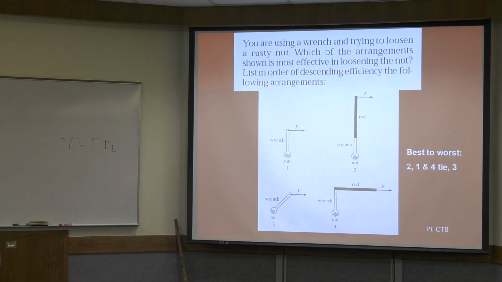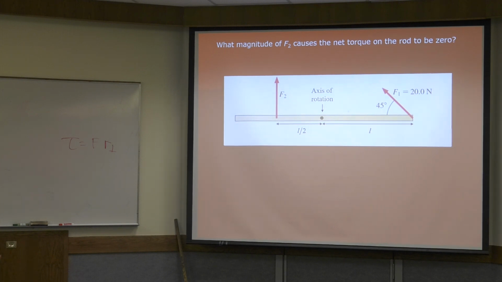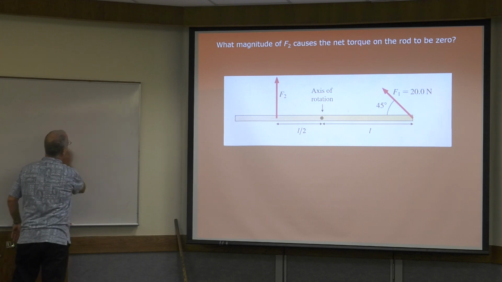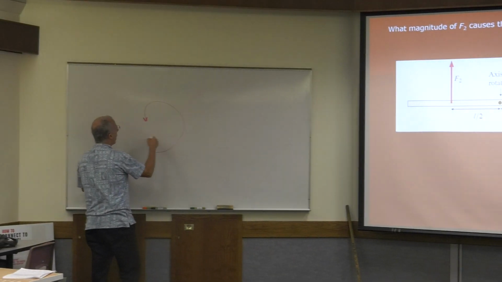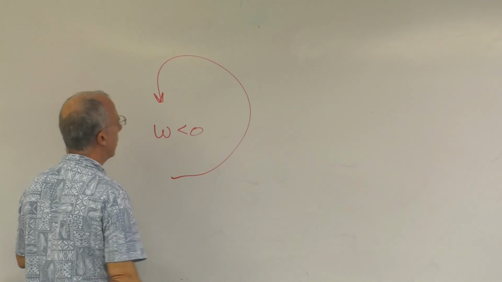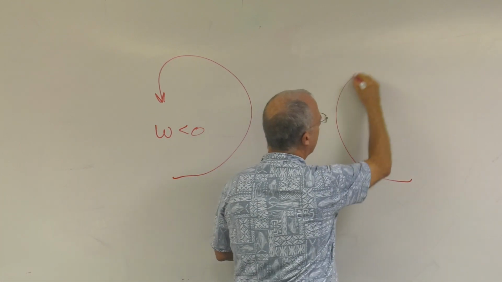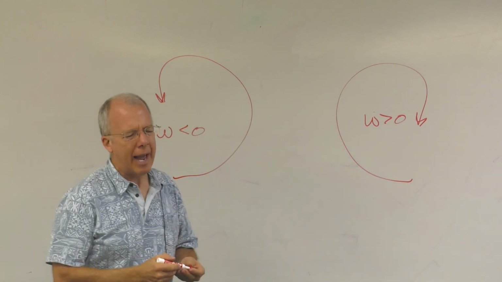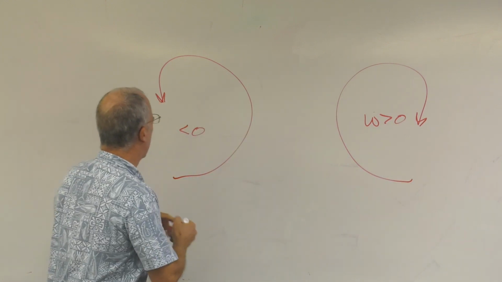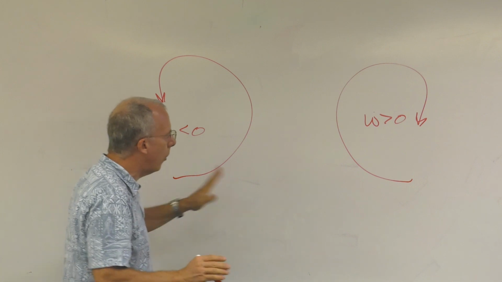Okay, let's do an example. Oh yeah, there's a little subtlety we need to talk about. Remember we talked about angular velocity a while ago, and we said that if it was counterclockwise, omega was negative, and clockwise, omega is positive. Remember that? I think we actually used it with delta theta. I don't remember, but I know we talked about it.